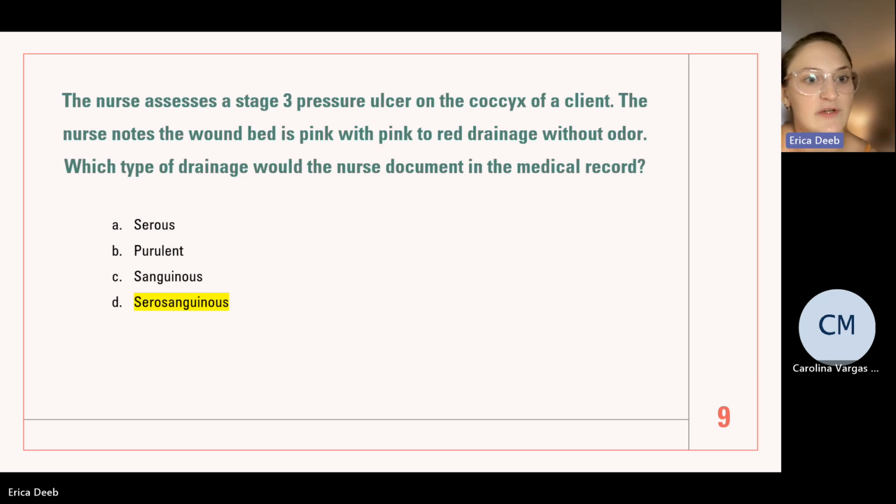So, which type of drainage? This would be serosanguinous. The nurse notes that the wound bed is pink with pink to red drainage. Pink to red drainage is serosanguinous because it has both the serous and the sanguinous, so it's a mixture of light red, blood-tinged discharge. Sanguinous would be bloody discharge, so just red drainage. Purulent would be pussy discharge, maybe yellow or green or pus. And serous is usually straw colored. In one of the other questions, it said there was straw colored discharge coming out, and that would be serous fluid.